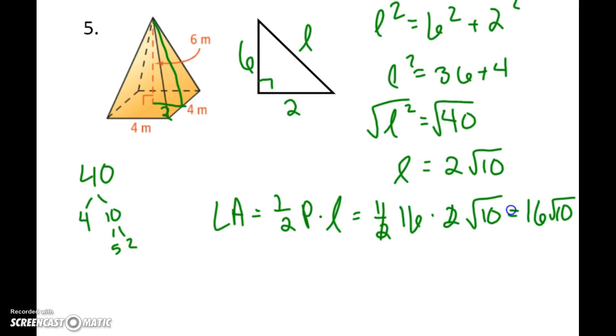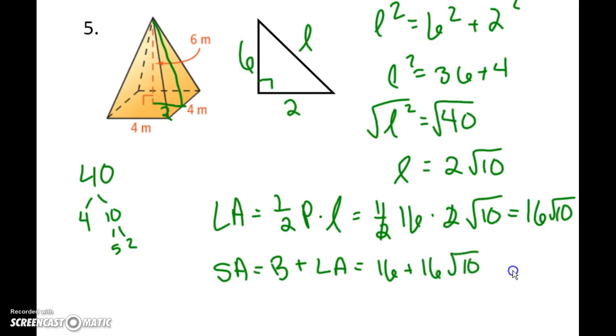Now I just need the surface area, which is equal to base plus lateral area. And in this case, the base is a perfect square. It's 4 times 4, so it's just 16 plus 16 square root 10. And again, my units are meters squared. And this is the simplest form of that answer, so I'm going to leave it just like that.